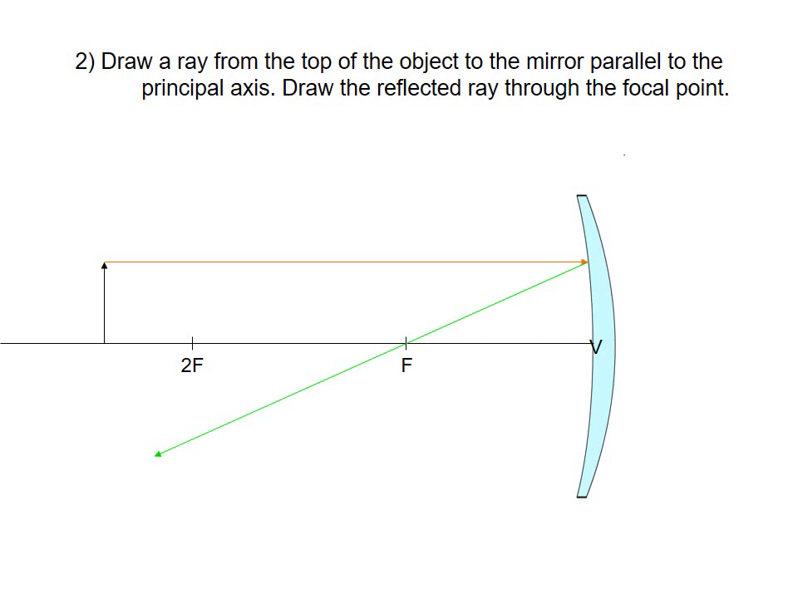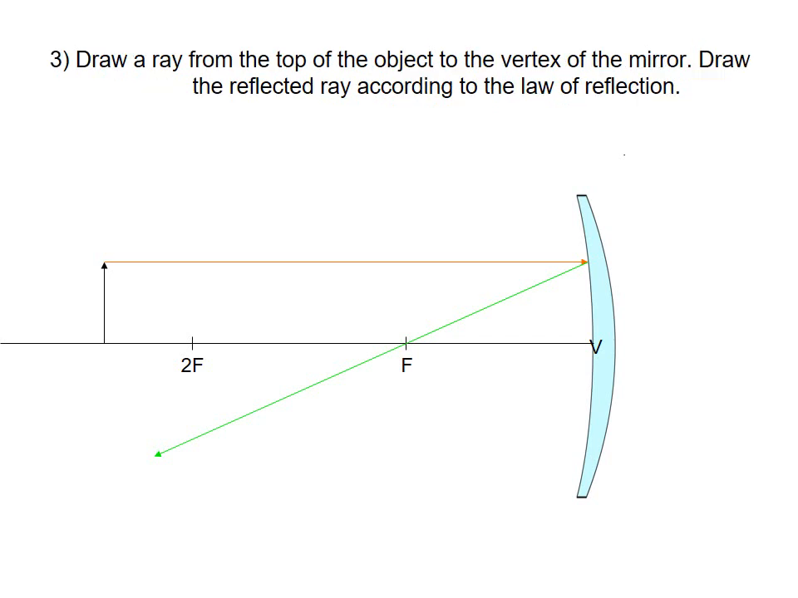The second special ray that we're going to use is one that goes to the vertex. Now for this one here, you'll actually have to measure the angle of incidence. And since we have our principal axis as our normal, we can easily measure that angle of incidence. So let's say this is theta I, then it'll reflect according to the law of reflection. So you measure theta R and then draw your reflected ray accordingly. So this would be equal to theta R.